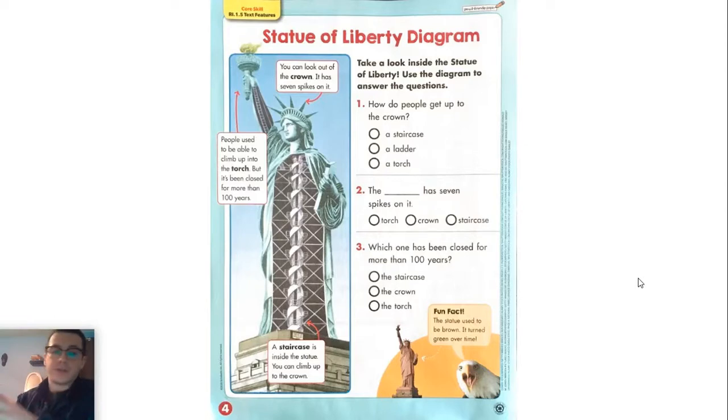So for your second answer, it should say the text features are photographs, titles, headings, captions, bolded words, and a diagram. And I'll say that again if you didn't get it the first time. The text features are photographs, titles, headings, captions, bolded words, and a diagram. All right, now we're going to read the article before we answer the next few questions.